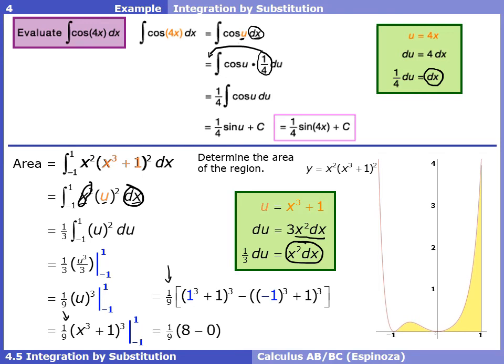So if you do the math here, you're going to find that when you plug in the 1, 1 plus 1 is 2, 2 cubed is 8. You're going to get -1 plus 1, which is 0. And then when you do 1/9 times 8, you'll get 8 over 9. And that is the area from -1 to 1 between the curve and the x-axis.